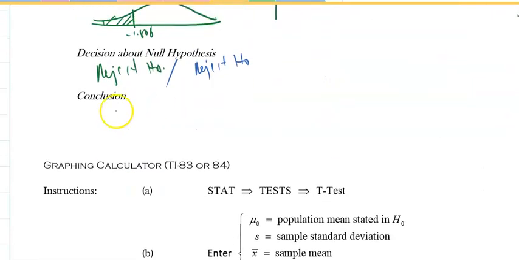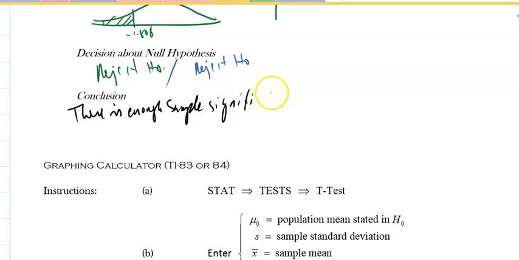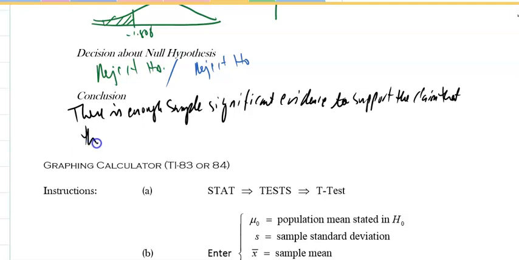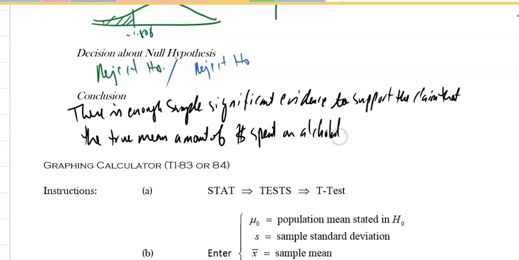So we're going to say there is enough sample significant evidence to support the claim that the true mean amount of dollars spent on alcohol per year is less than $565 in the US.